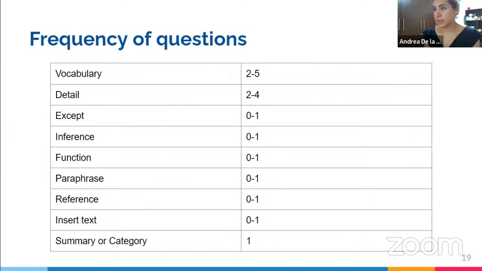Okay, guys? We have 10 different question types in the reading. You have vocabulary, detail, except, inference, function, paraphrase, reference, insert text, and summary. We're going to be seeing all of them throughout this week, and we're going to start today with detail questions.